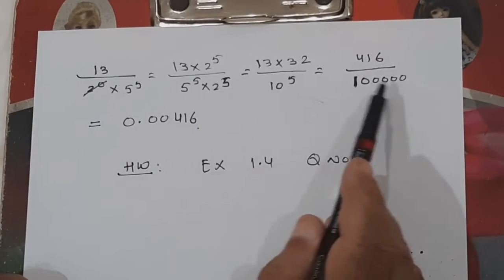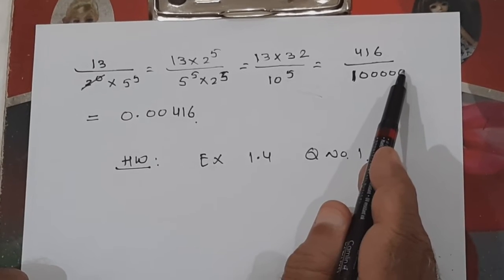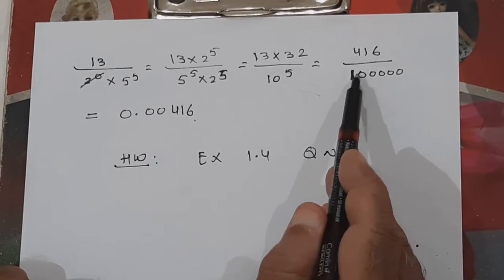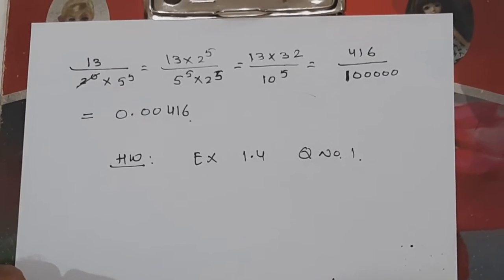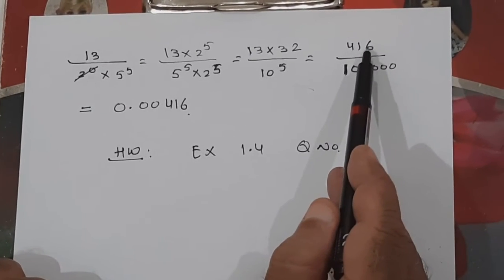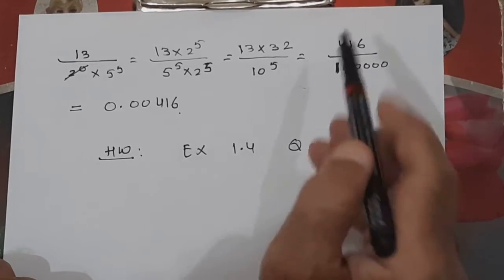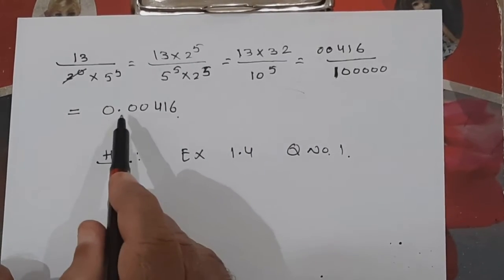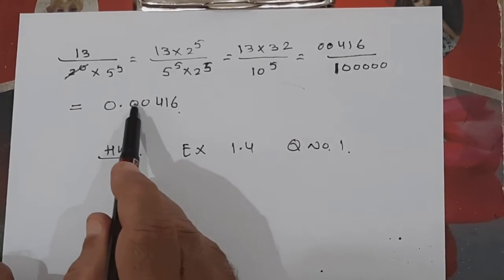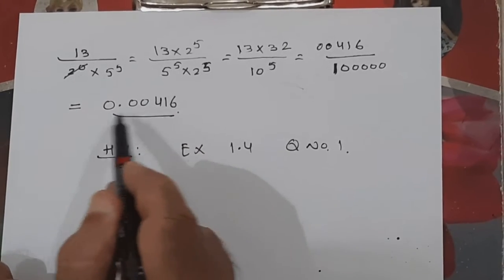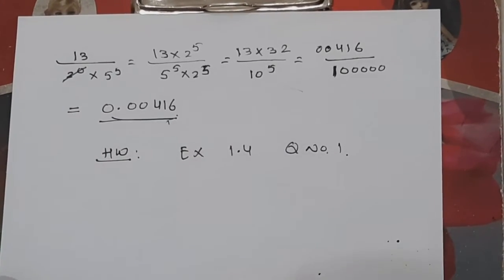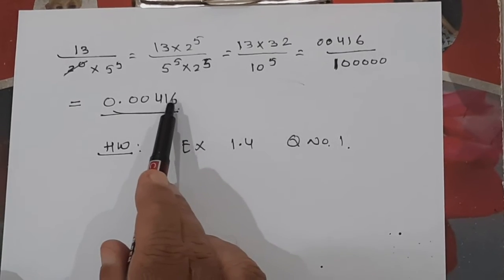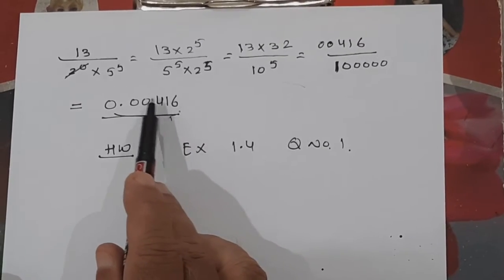Now how many places are there? How many zeros are there? 1, 2, 3, 4, 5. Then the decimal will be after 5 digits, 1, 2, 3, and we'll put here 2 zeros. We'll put 2 zeros and then the decimal will come. So 0.00416. This is your question. This is your solution. See how many places are there? 1, 2, 3, 4, 5.